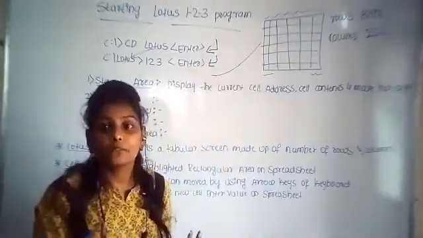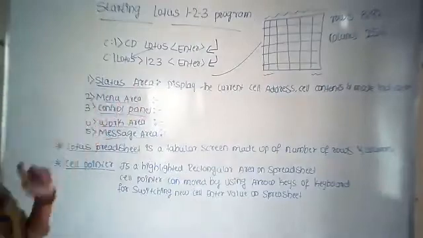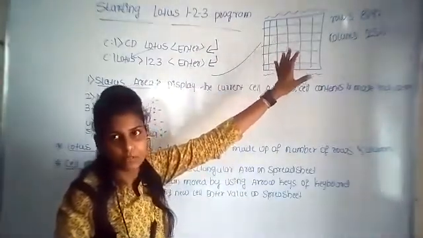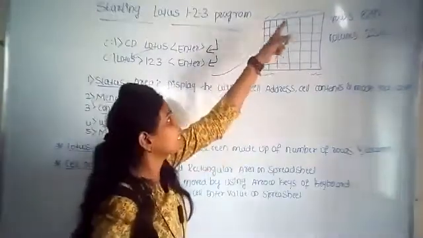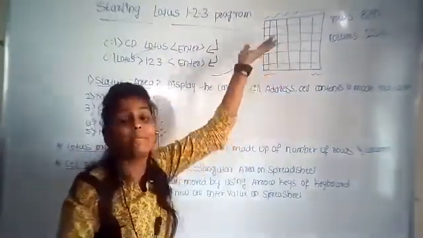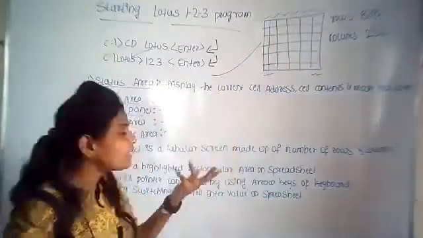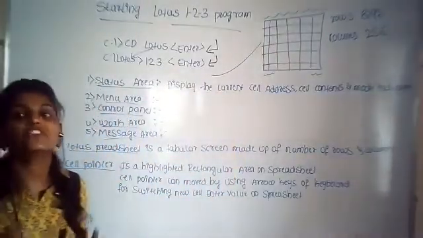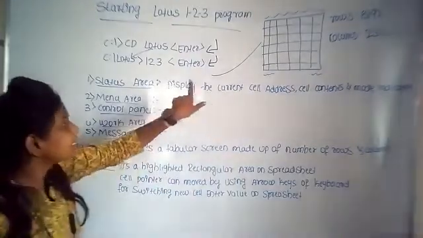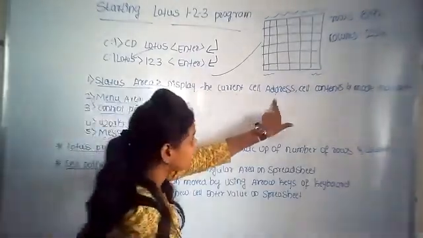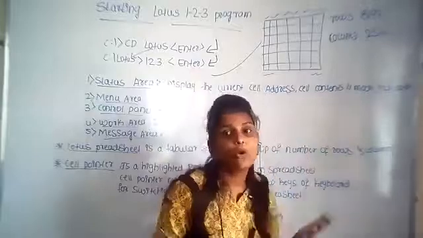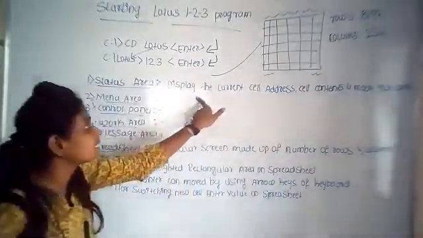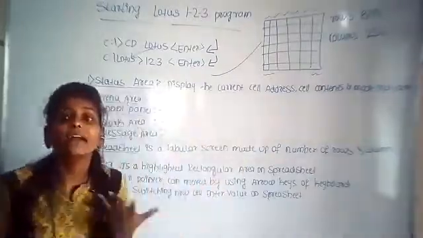What are the options? The first one is the status area. When the spreadsheet is open, it contains many options or menus. What are the menus? The first one is the status area. So what is a status area? It displays the current cell address, the cell contents and the mode indicator. Status area is nothing but it displays the current cell address.